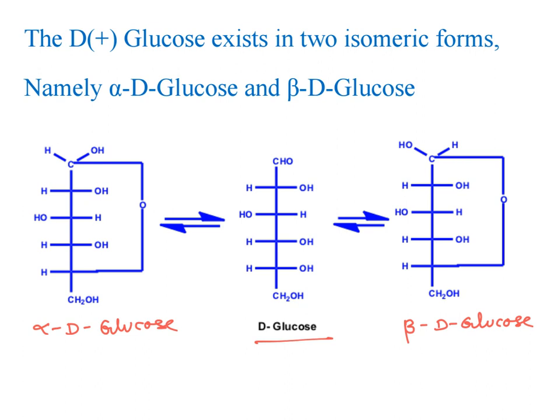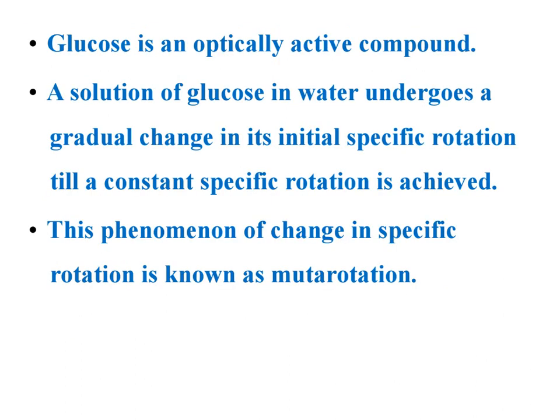Then what is actually mutarotation of glucose? Glucose is an optically active compound, and it exists as either alpha D glucose or beta D glucose, and the percentage of open chain is very low. If I take either alpha D glucose or beta D glucose, which are different, they have different optical activity data.